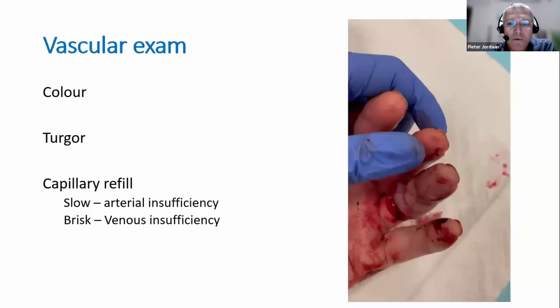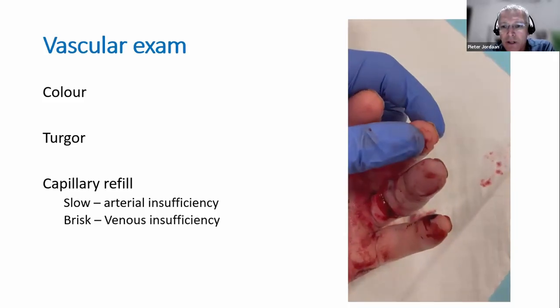The next one, also very important with your vascular exam. Look at the color, look at the turgor, and look at the capillary refill. So a slow capillary refill means there's arterial insufficiency. Often a brisk capillary refill means there's a venous insufficiency. And if there's no good venous outflow, the finger will also die.